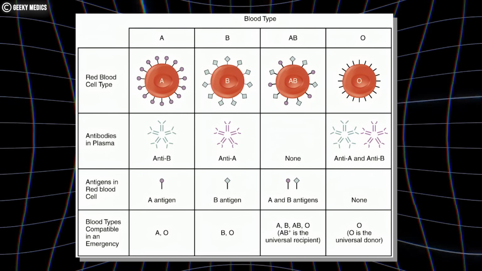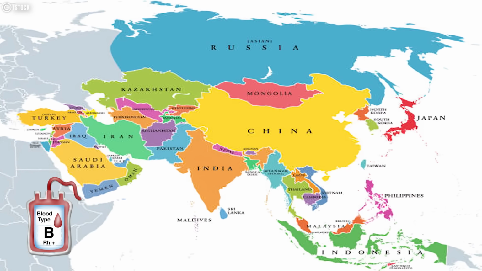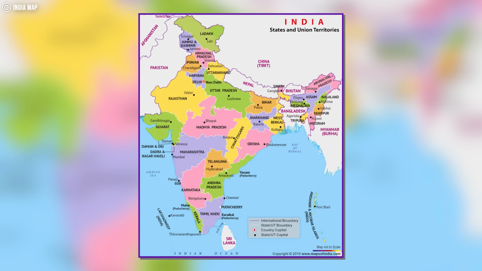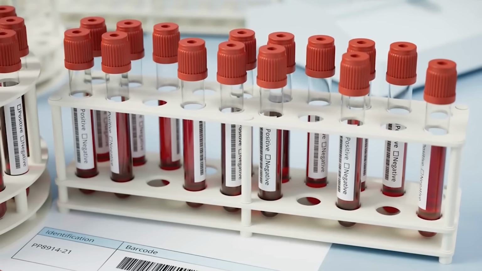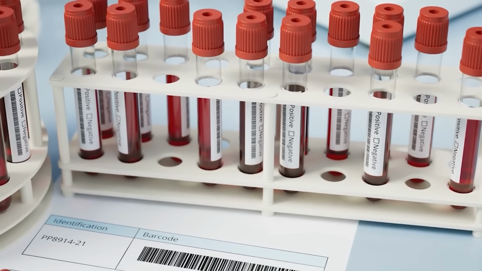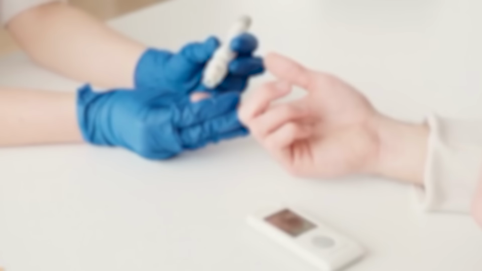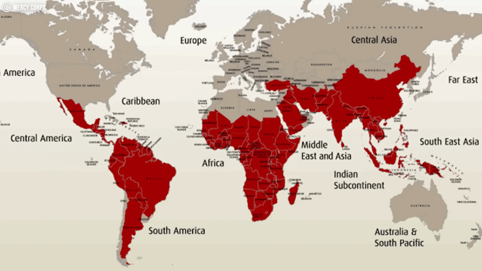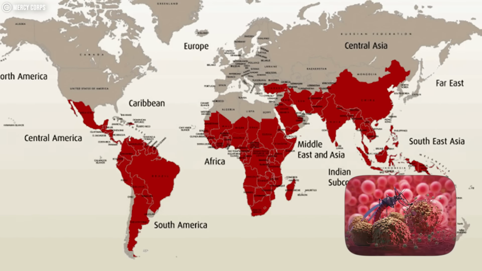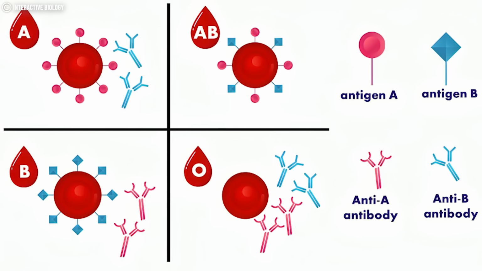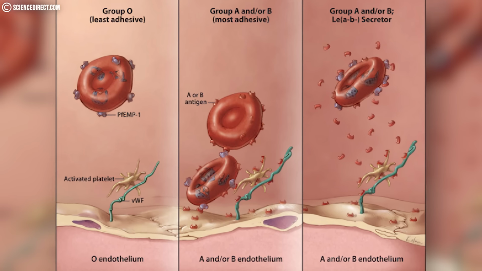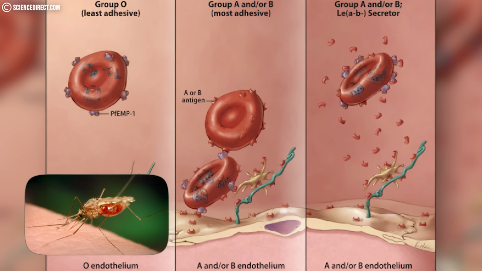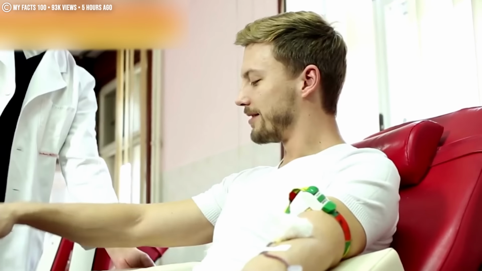And here's a fun twist. O isn't the most common everywhere. In parts of Asia, type B is surprisingly dominant. In certain pockets of India, A takes the lead. These variations in global blood type distribution give us fascinating clues about human migration, survival, and even disease resistance. For example, in regions historically plagued by malaria, blood type O seems to have offered an advantage. People with O were less likely to suffer severe life-threatening malaria, giving them a survival edge that helped the type spread through populations over thousands of years.